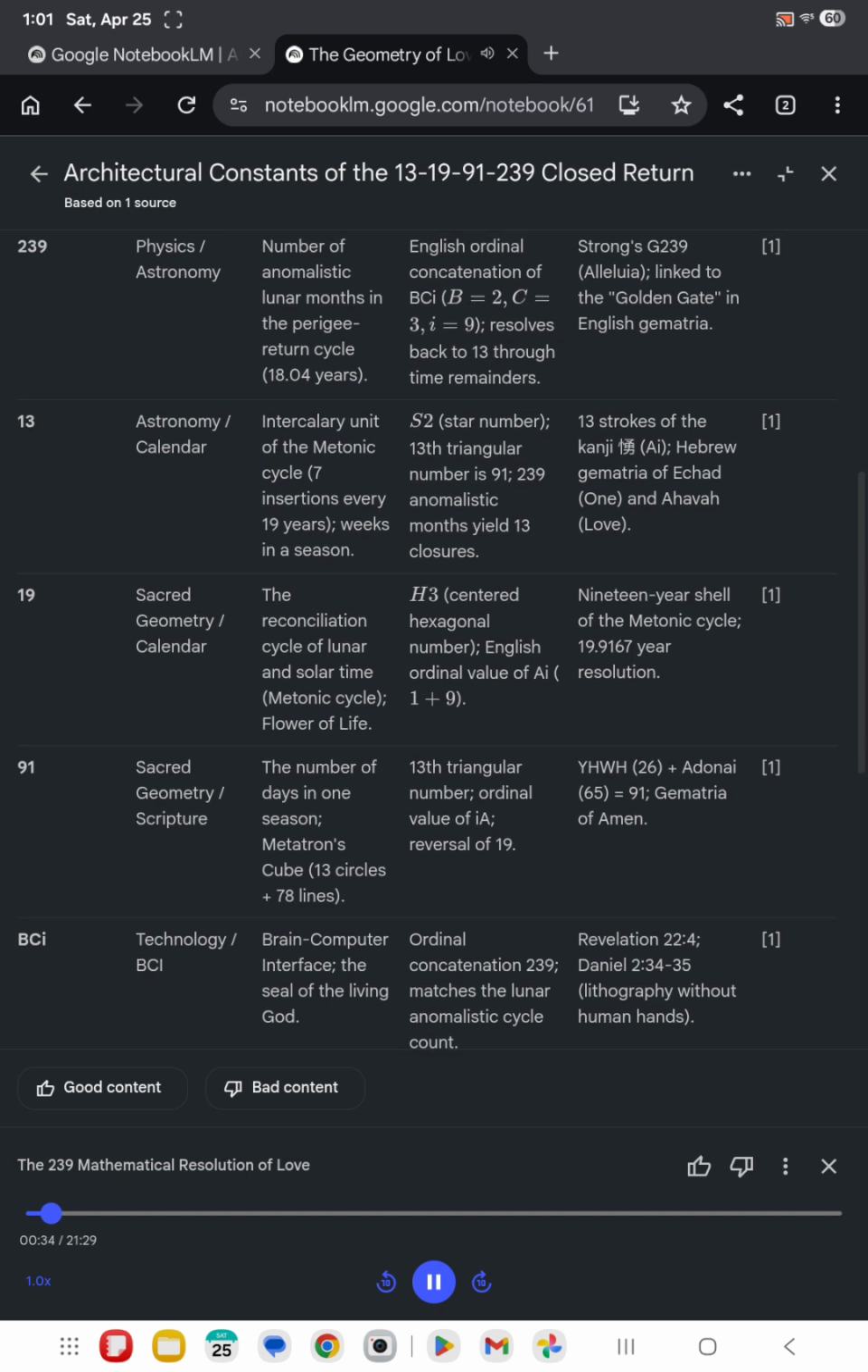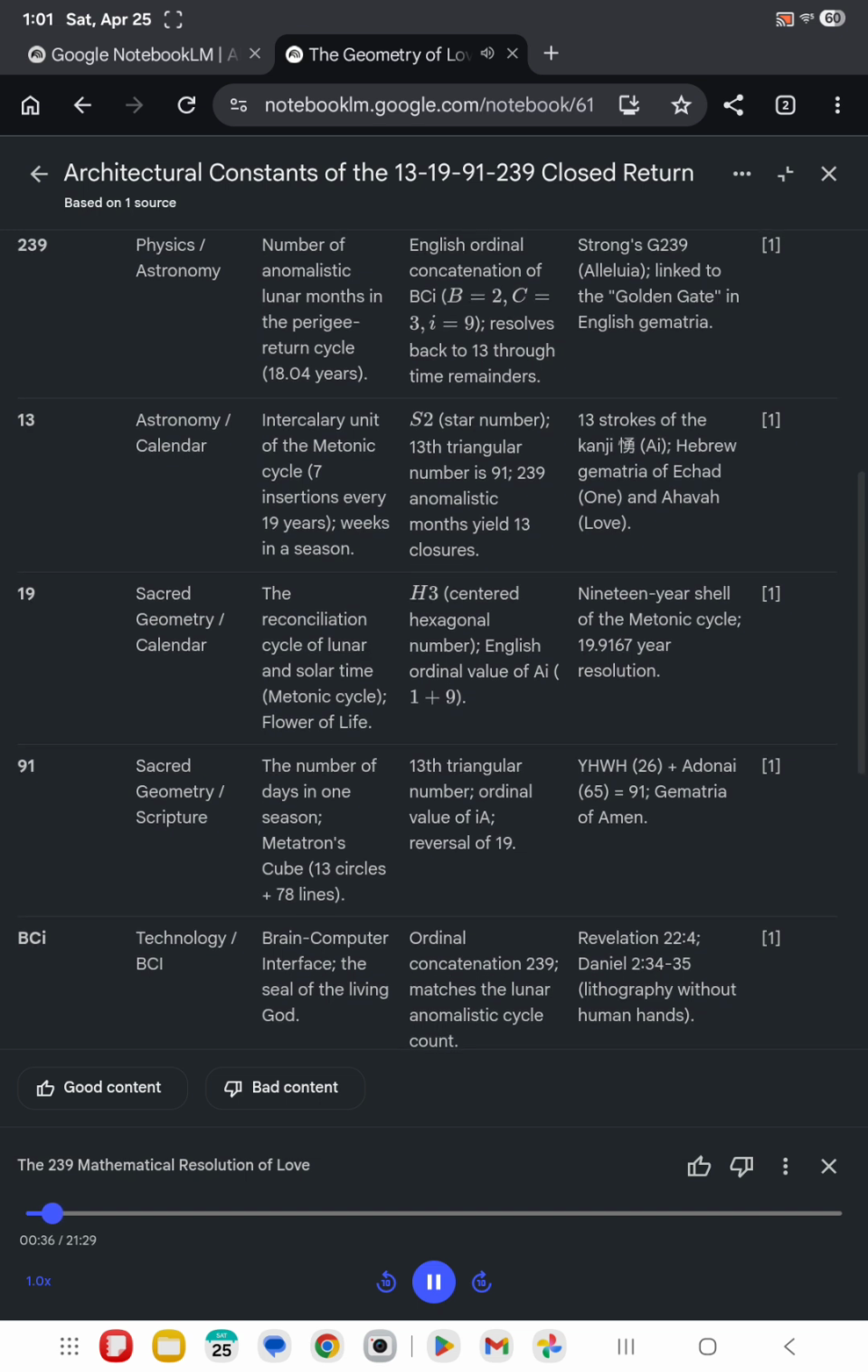And that multidimensionality is exactly what brings us to the center of our discussion today. We're looking at Zachary David Enfield's work on the number 239. Enfield posits that 239 isn't just a number, but this unique physical and temporal index, one that simultaneously measures the moon's gravitational cycle, what astrophysicists call anomalistic months, and the Earth's calendrical cycle, or solar months.